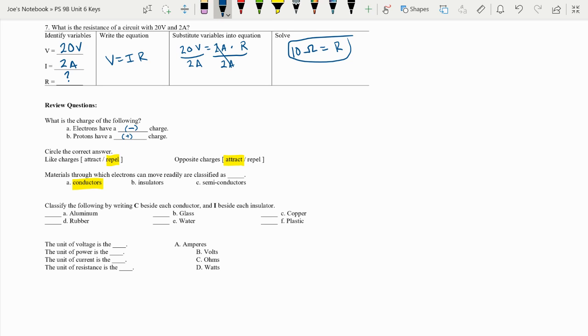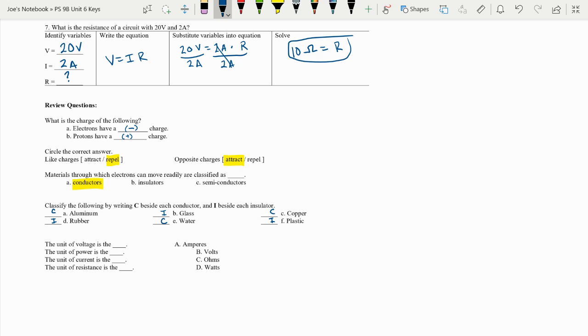Classify the following by either writing C beside them for a conductor and I if they are an insulator. Aluminum, that's a conductor. Rubber is an insulator. Glass is an insulator. Water is a conductor. Copper is a conductor. Plastic is an insulator.